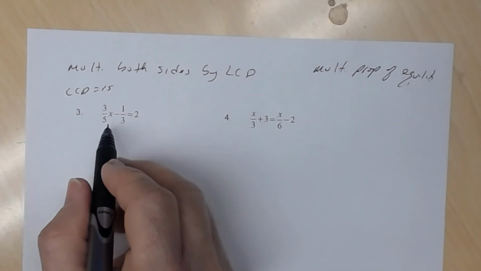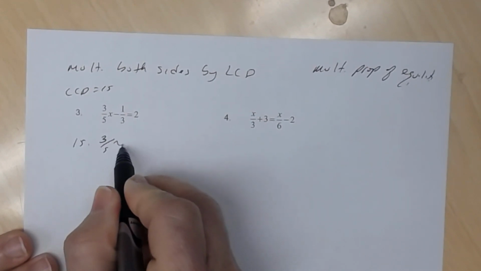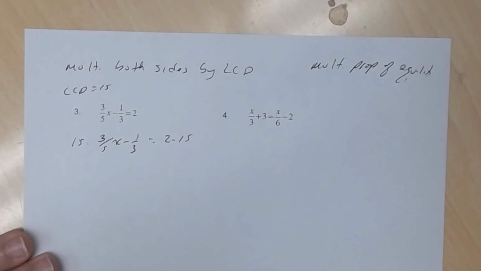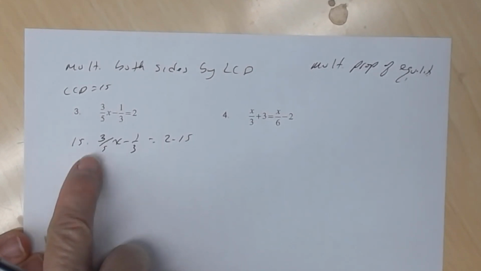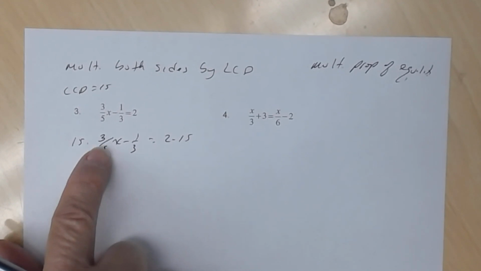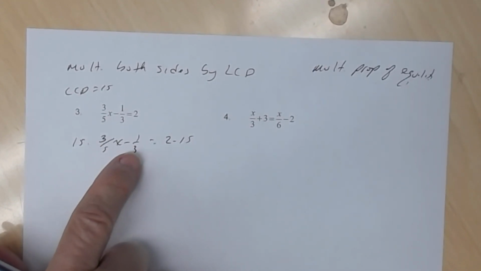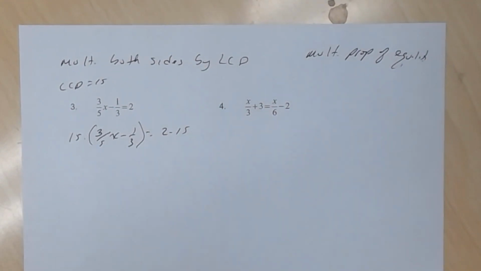Now, you've got to be careful because what some of you are doing is just saying 15 times 3/5 x minus a third equals 2 times 15. Now, mathematically, that's not correct because the way you've written it, you're saying that 15 is only being multiplied by this term. But it's got to be multiplied by this term as well. So you've got to put that in parentheses. So make sure that everything you write is mathematically correct.